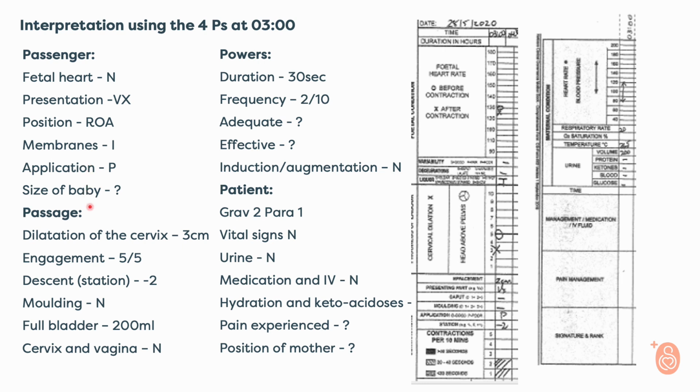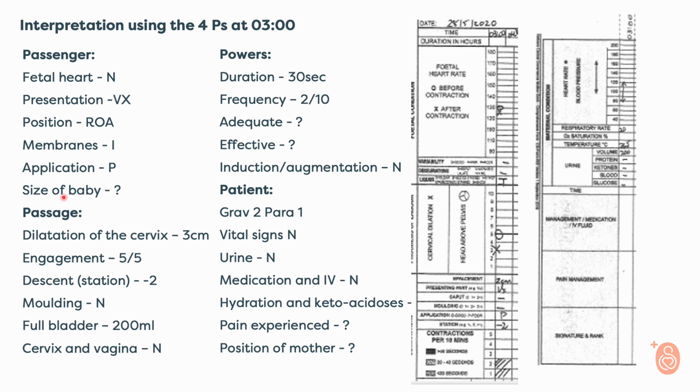Now, we're not 100% sure. When we come to here, we will see that the head is still very high, and that might be the reason why the application is poor. I haven't said it at the previous interpretation, but the application can equally be put under the passage or the passenger. It doesn't really matter. I usually put it under the passenger because it has largely to do with the position and the presentation, and it's basically how well the fetal head fits on the cervix. So that's why I usually put it here under the passenger.